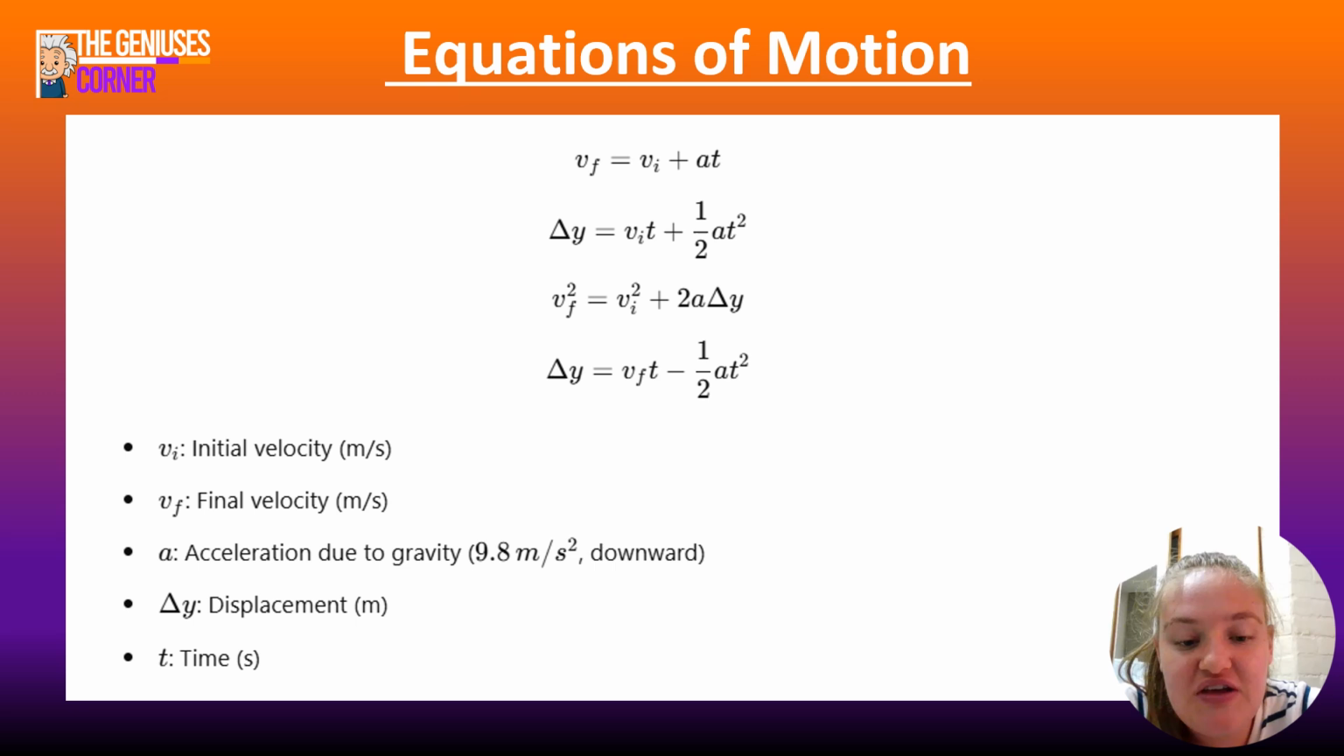Vi is initial velocity in meters per second. Vf is final velocity in meters per second. a is acceleration due to gravity, which is always 9.8 meters per second squared downwards. So in your equations, you will denote this as a negative value, which I'll explain on the next slide. Then delta y is displacement in meters, and t is time in seconds.